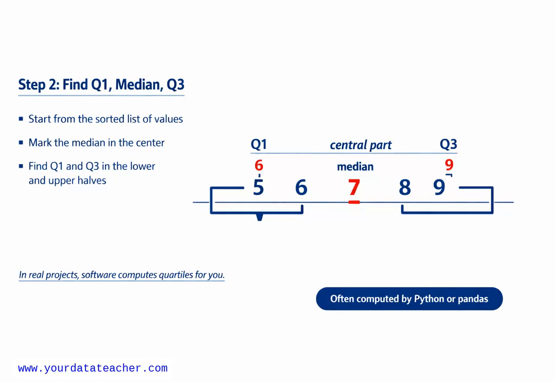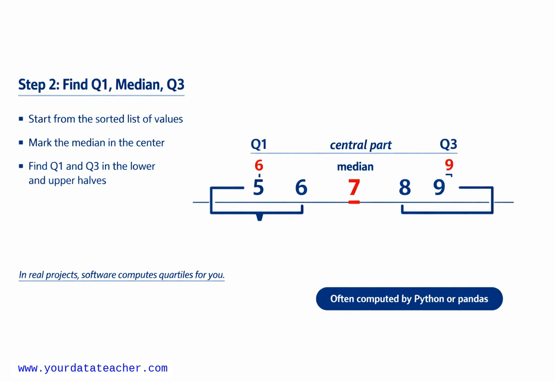Now that our data are sorted, we can identify the key quartiles. On the right, you see the ordered values: 5, 6, 6, 7, 8, 9, 30. First, we find the median. Because there are 7 values, the median is the one exactly in the middle, the fourth value, 7. This splits the dataset into a lower half and an upper half.